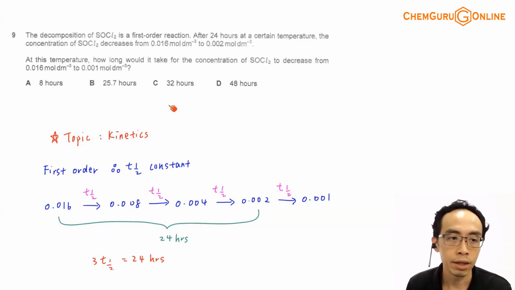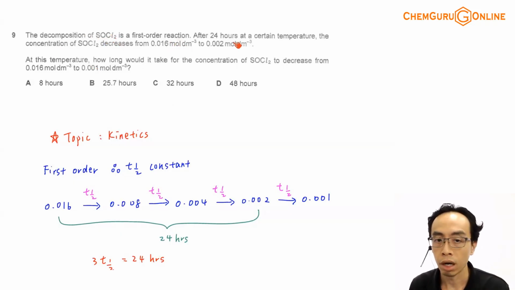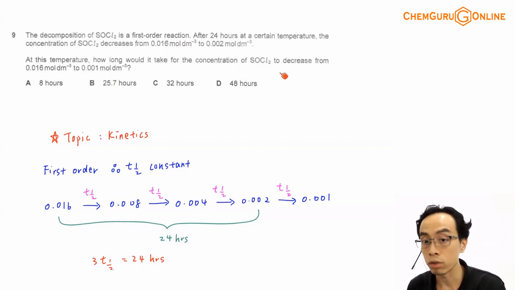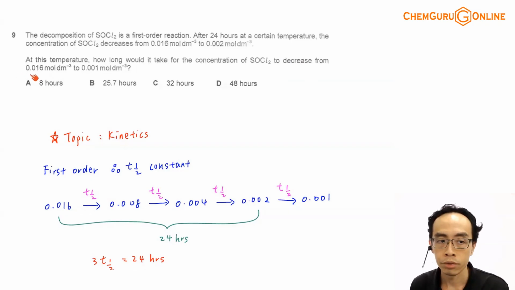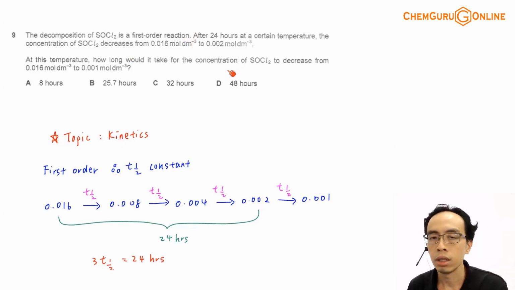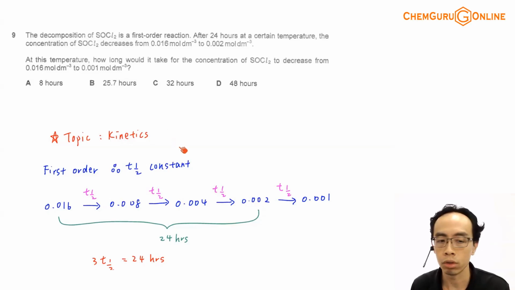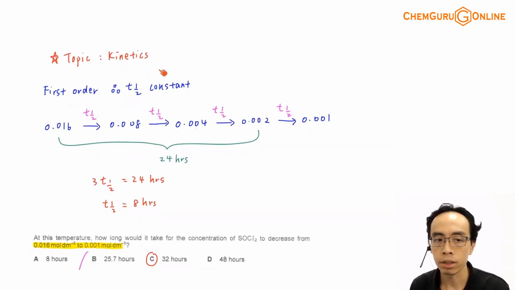All right, next, how about question 9? The decomposition of SOCl2 is a first order reaction. After 24 hours at a certain temperature, the concentration of SOCl2 decreases from 0.016 mole per dm cube to 0.002 mole per dm cube. At this temperature, how long will it take for the concentration of SOCl2 to decrease from 0.016 to 0.001 mole per dm cube? The question mentions a first order reaction. They give us all this information. Basically, we need to determine the half-life. So the topic tested in this question will be under kinetics.